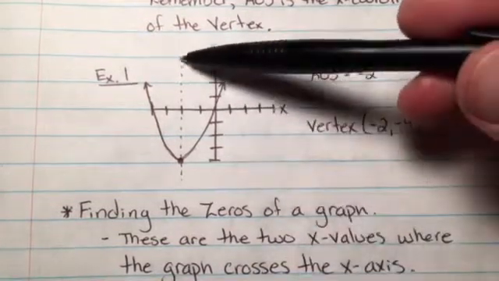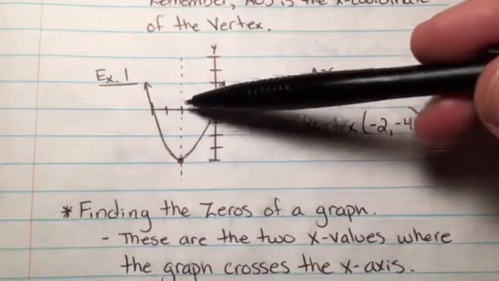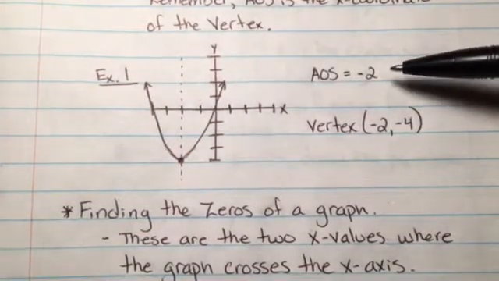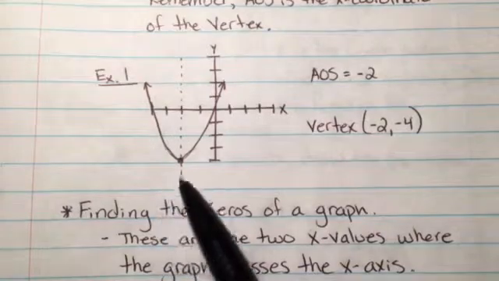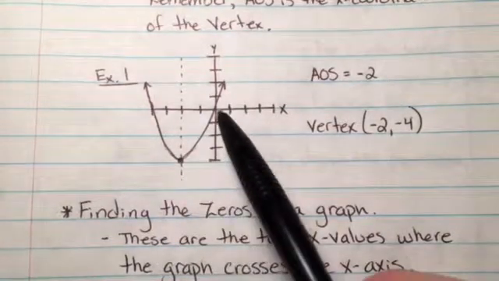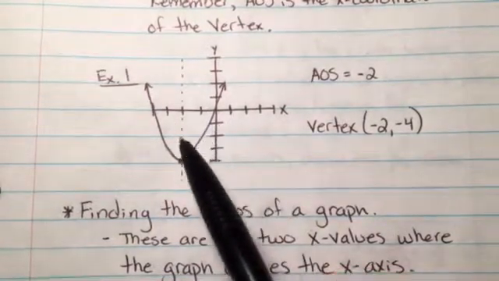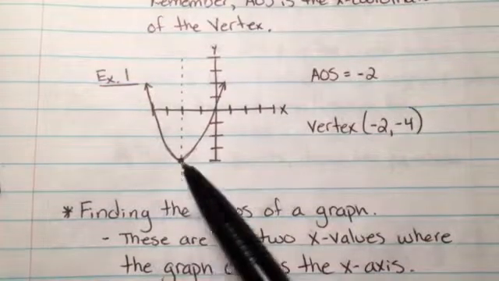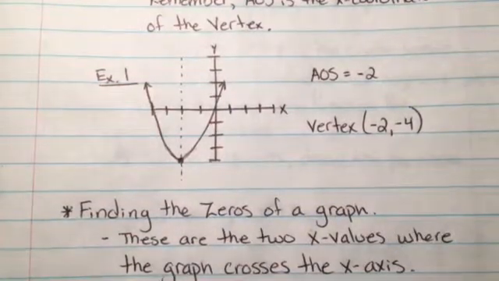So the AOS cuts right through at -2. Therefore, AOS is -2. The vertex, locate the coordinates of that. They're at -2 and -4. So the vertex is (-2, -4).